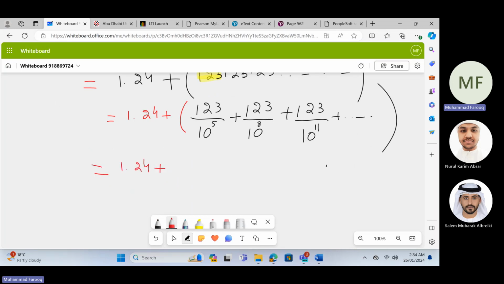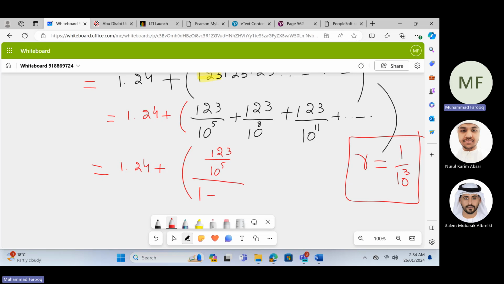1.24 plus... if it is a geometric series, how much is R here? 1 over 1,000, 1 over 10 to the power 3, right? This is R, and of course it is less than 1, so it converges. Find the sum. A1, the first term, is how much? 123 divided by 10 to the power 5, divided by 1 minus R. R is 1 over 10 to the power 3.